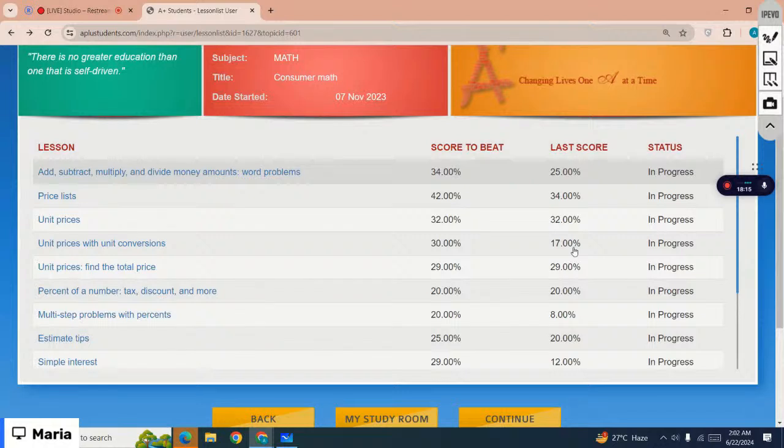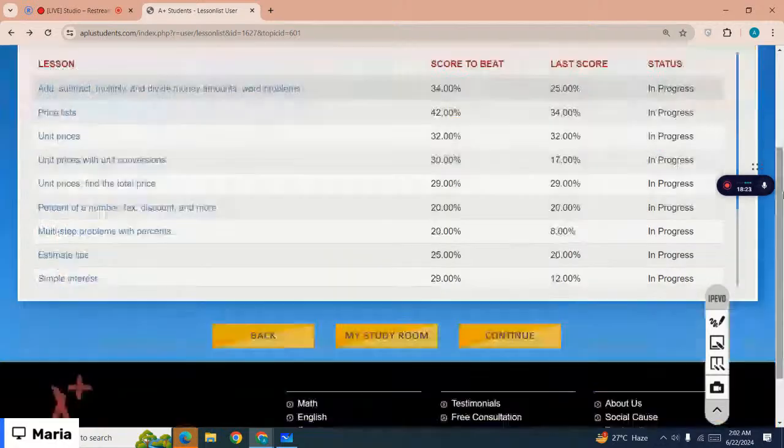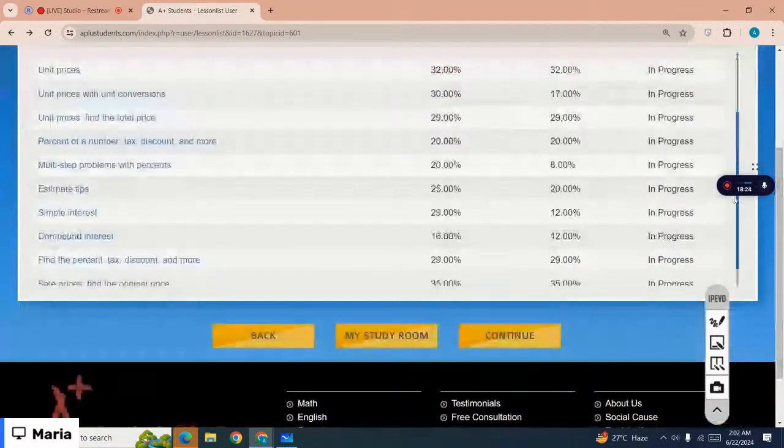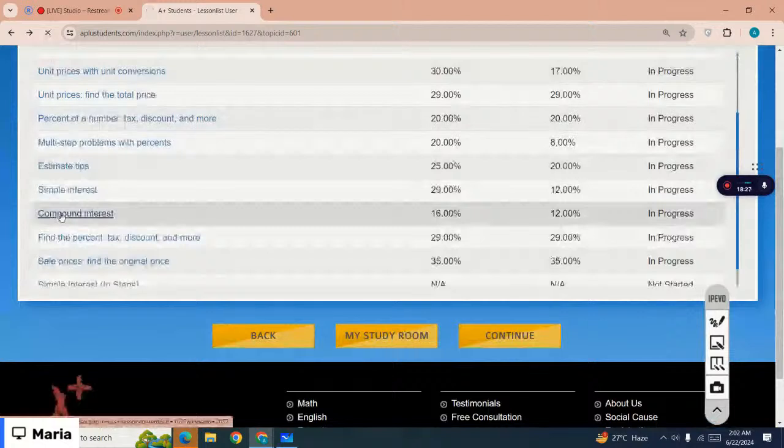Okay, so here I'm on grade 7 math. The chapter we are on right now is consumer math. Let's just start with the lesson. We're going to start with the lesson that is compound interest. So here it is.